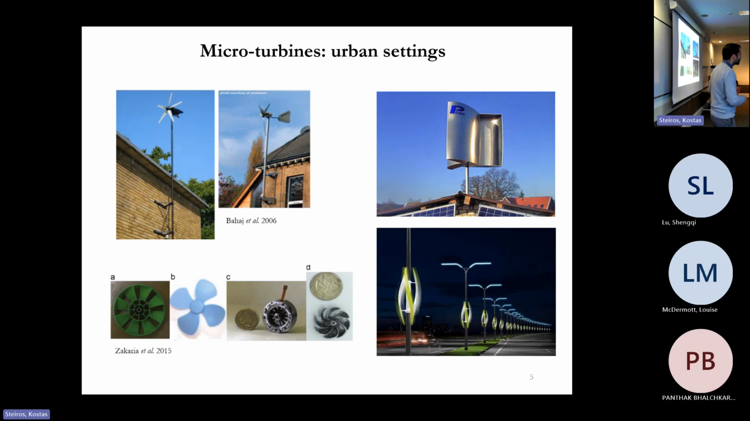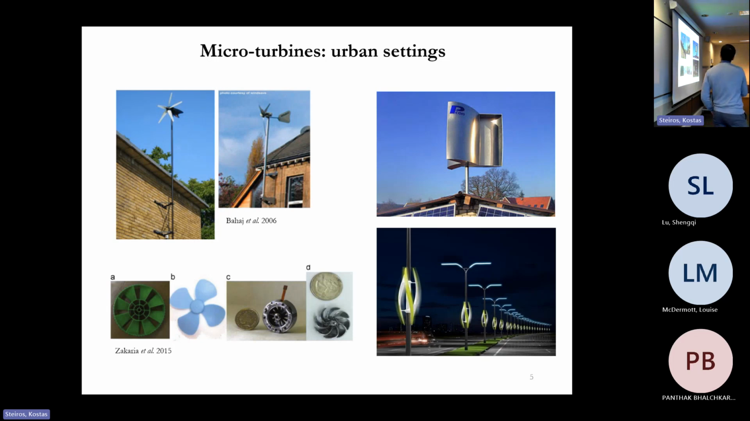And then when we're trying to power homes in urban settings individually, we might end up with completely different designs. So we move away from the horizontal axis wind turbine, horizontal because the axis of rotation is parallel to the inlet velocity. So we can go to vertical axis wind turbines here, where the axis of rotation is perpendicular, right?